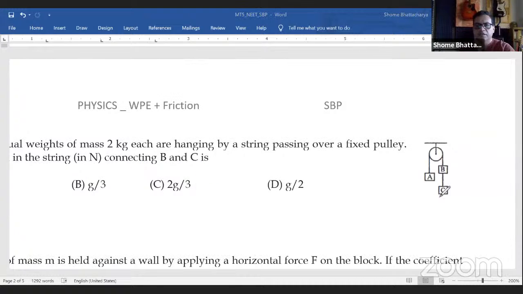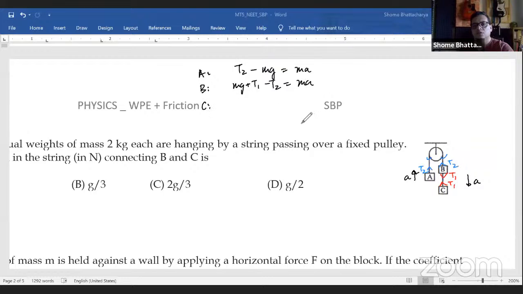Yeah, so now we want to find the tension between this. Let's say this tension is T1 and this tension here is T2. And the system's acceleration is a like this. So for block A, we have the equation T2 minus mg is ma. And for block B, we have the equation mg plus T1 minus T2 is equal to ma.